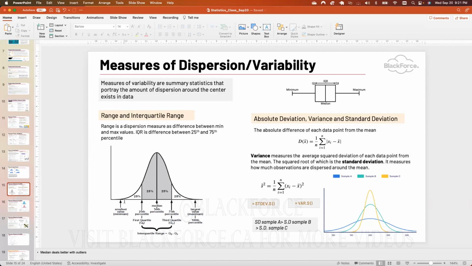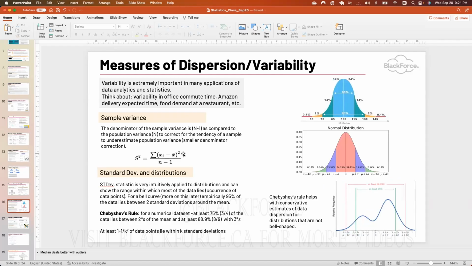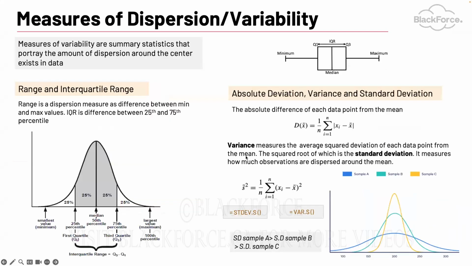If you have a symmetric distribution like this, where the mean and the median are in the middle, you have 25% of the data on the left and right, and another 25% here and here. Your interquartile range would just be the difference between these points, and it gives you a sense of how spread the data is.